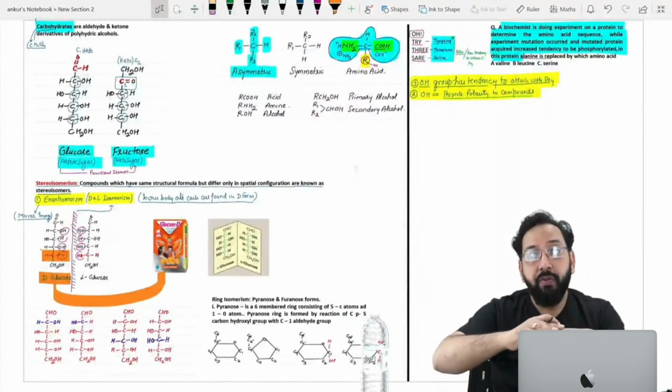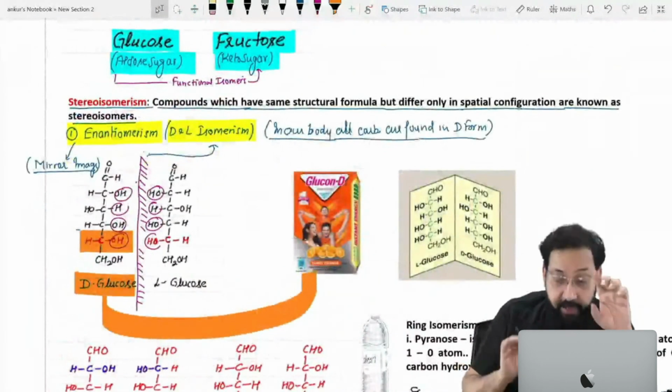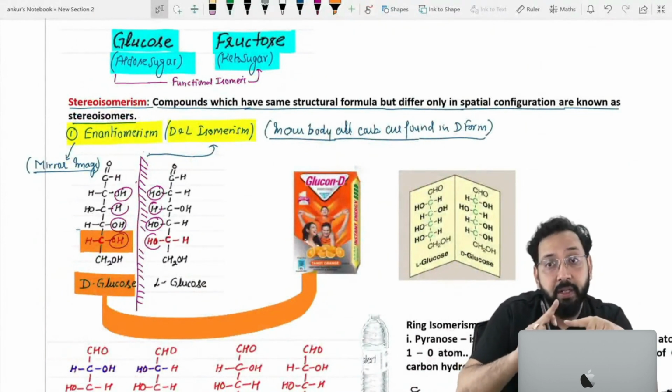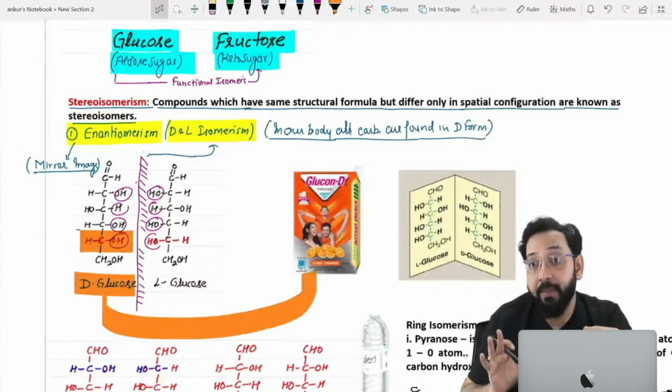Stereoisomerism may be of many types. Three types are common on which questions are asked. One is enantiomerism, second is epimerism, third is anomerism. So first I discussed enantiomerism. Enantiomerism means OH orientation at the penultimate carbon.